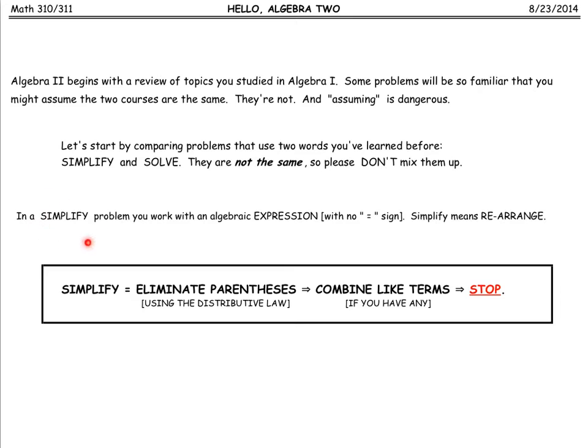In a simplify problem, what you're asked to do is to rearrange an algebraic expression. An algebraic expression is not an algebraic equation, which has an equal sign somewhere in the middle of the problem with information on either side of the equal sign. An expression is simply an algebraic formula. So in simplify, we eliminate parentheses by using the distributive law. If we have parentheses, we combine any like terms that we have, and then we stop.